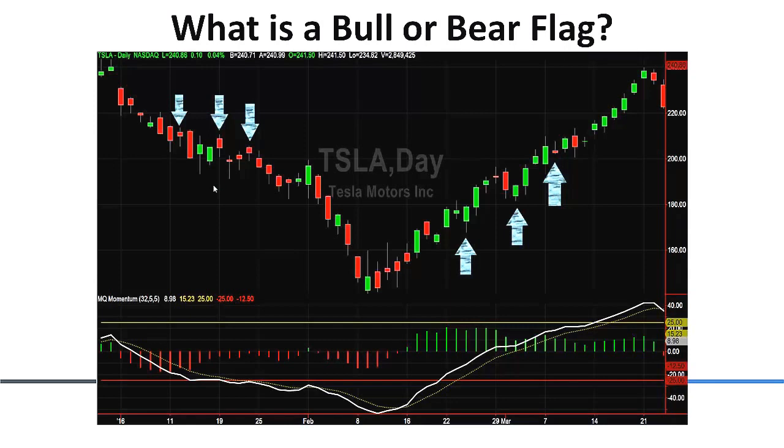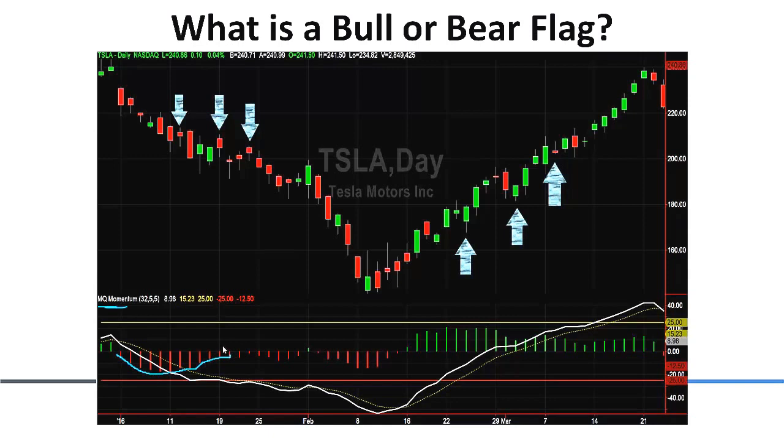So there's a few filters we're going to apply, and I'll teach you all of them here in just a second. But first filter we're going to apply is a momentum filter. Okay? How do we use the momentum filter? Well, this is using the MQ momentum indicator down here. You can also use an MACD if you don't have MQ momentum. And all we're doing is we're looking at the histograms.